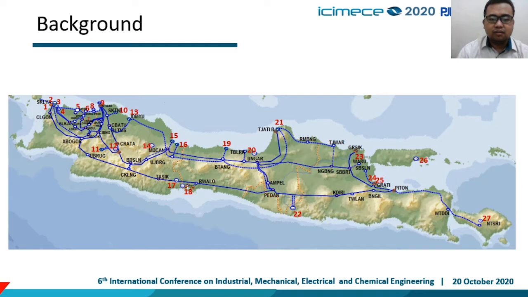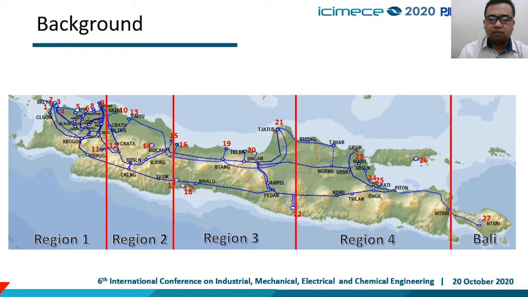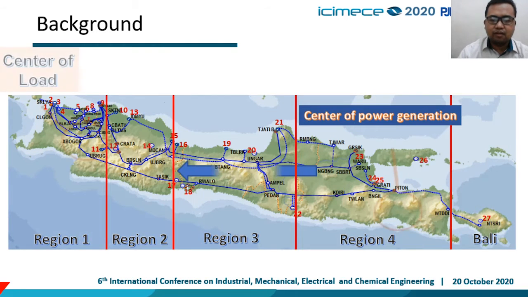First, we want to explain about Java Bali network. Java Bali network consists of two levels of transmission line, 500 kV and 150 kV. Java Bali network has five regions. Region 1 and Region 2 in western of Java, Region 3 in central of Java, and Region 4 and Bali in eastern of Java. In Java Bali network, there is center of power generation in eastern of Java and center of load in western of Java.